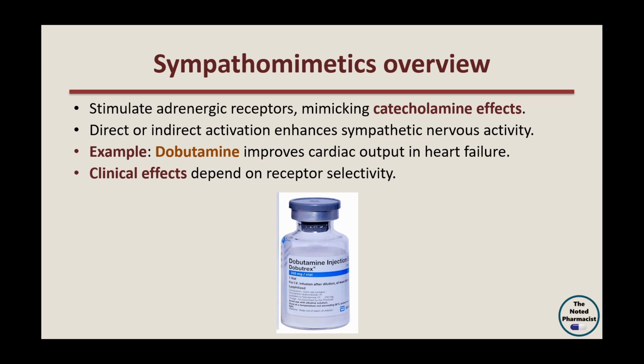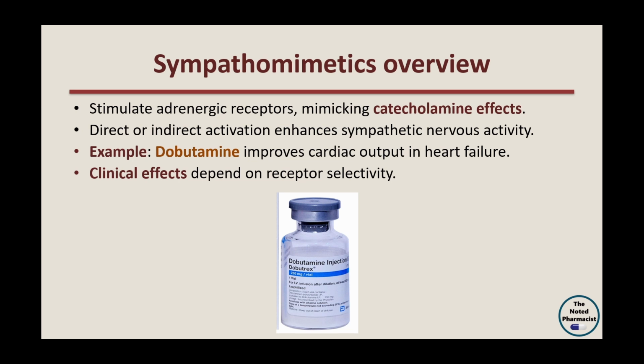Sympathomimetics are agents that stimulate adrenergic receptors, mimicking the effects of endogenous catecholamines like epinephrine and norepinephrine. These drugs enhance sympathetic nervous system activity by directly activating adrenergic receptors or indirectly increasing the release of norepinephrine. For example, dobutamine, a beta-1 adrenergic agonist, is used in acute heart failure to increase myocardial contractility and cardiac output. The clinical utility of sympathomimetics depends on their receptor selectivity and the condition being treated.